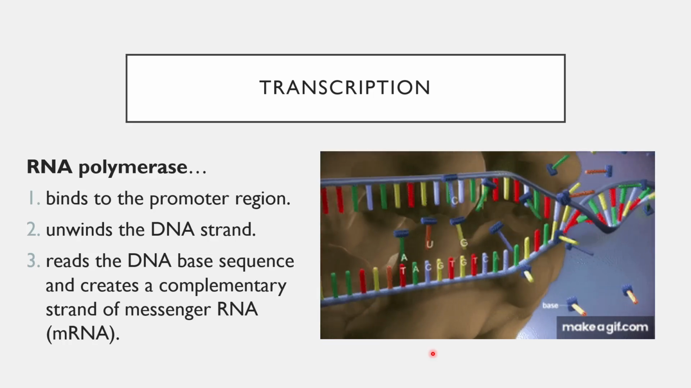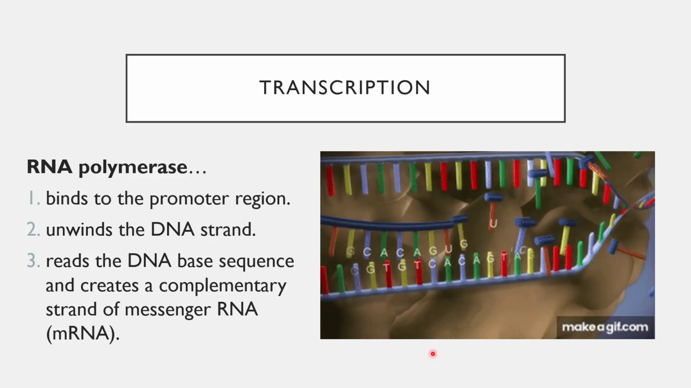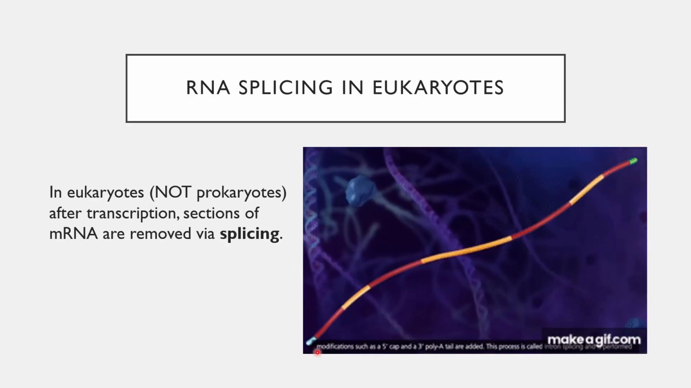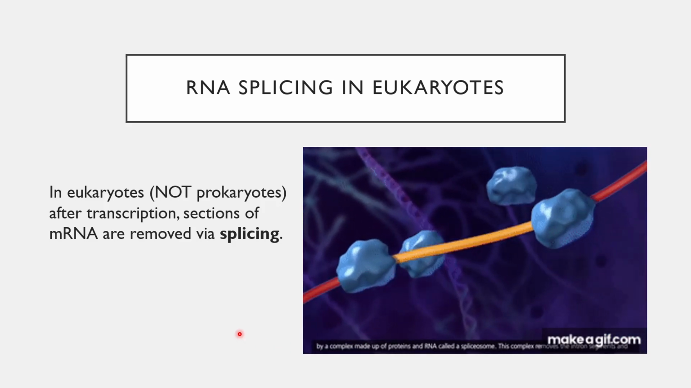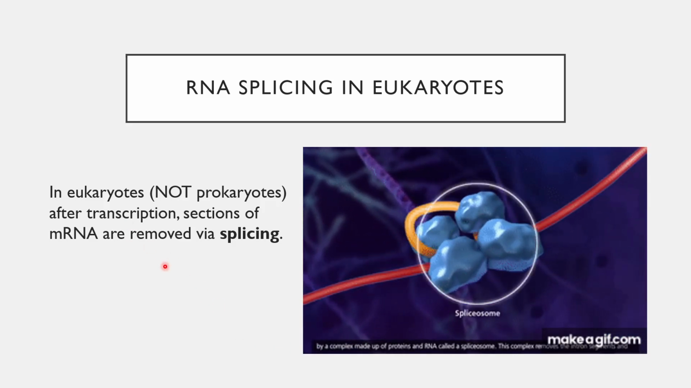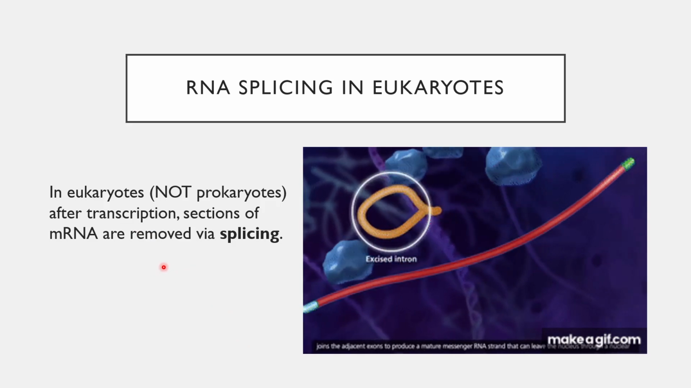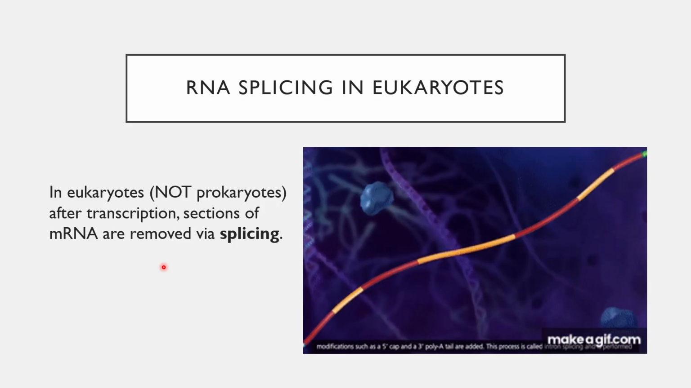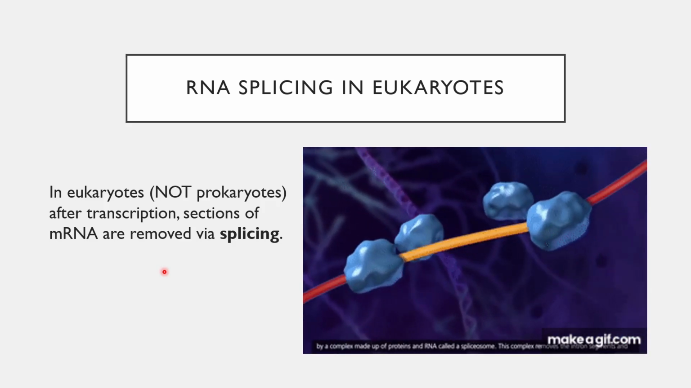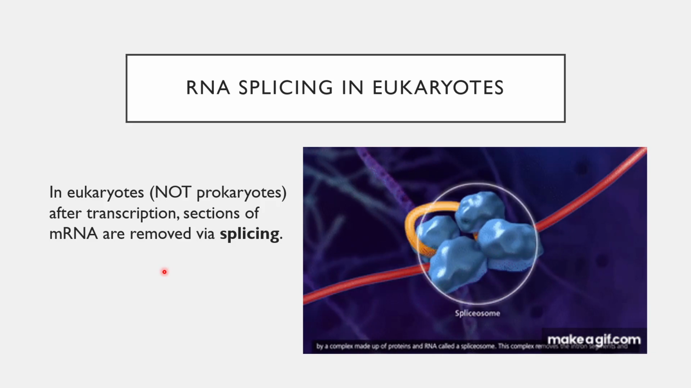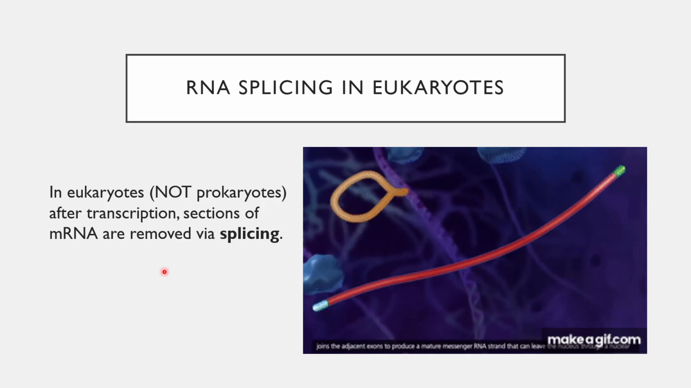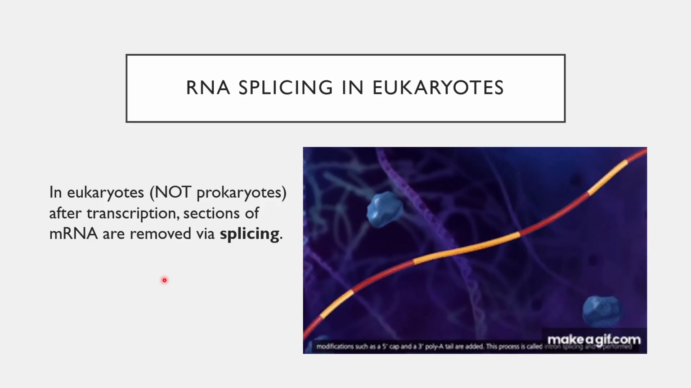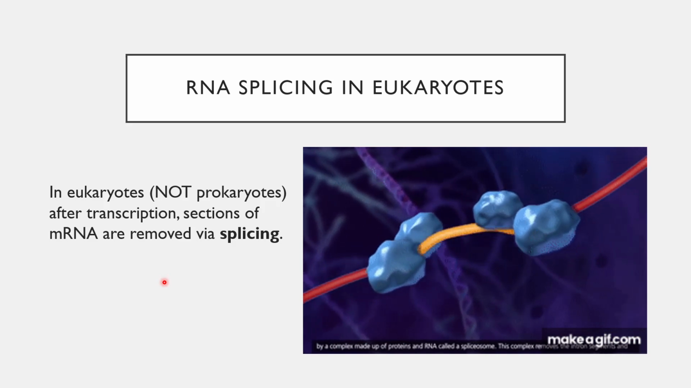Before the message is put into action, however, in some types of organism, there's an intervening step called RNA splicing. This process only occurs in eukaryotic organisms, not prokaryotic organisms. So in the world of microbiology, RNA splicing is only relevant to helminths, fungi, algae. Prokaryotes like bacteria and archaea do not carry out RNA splicing, so keep that in mind.